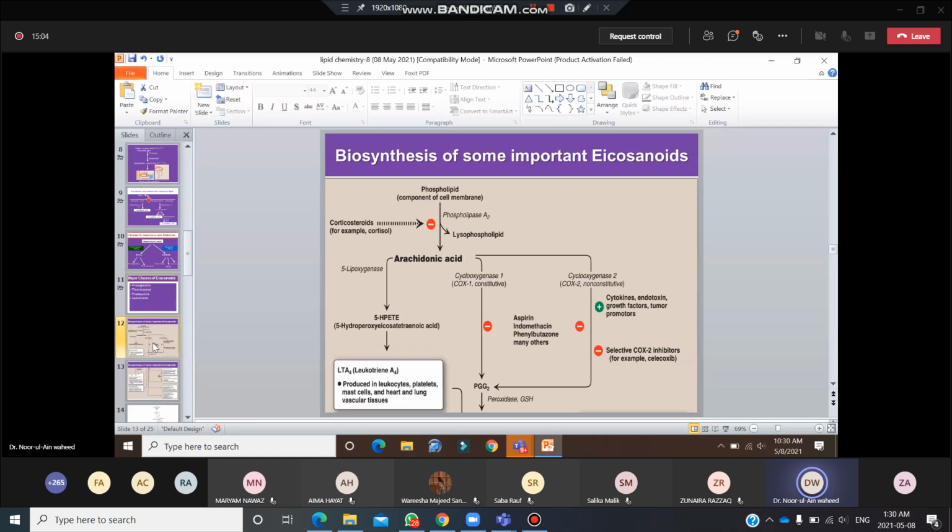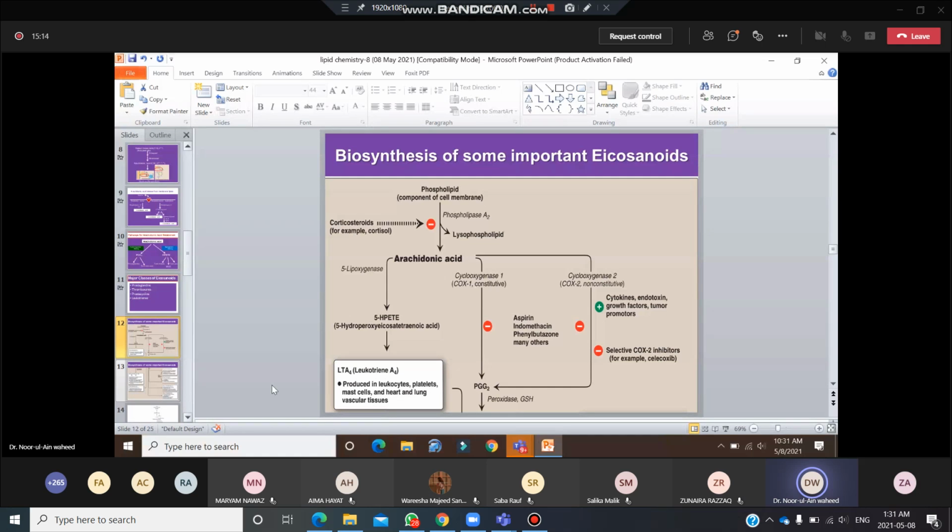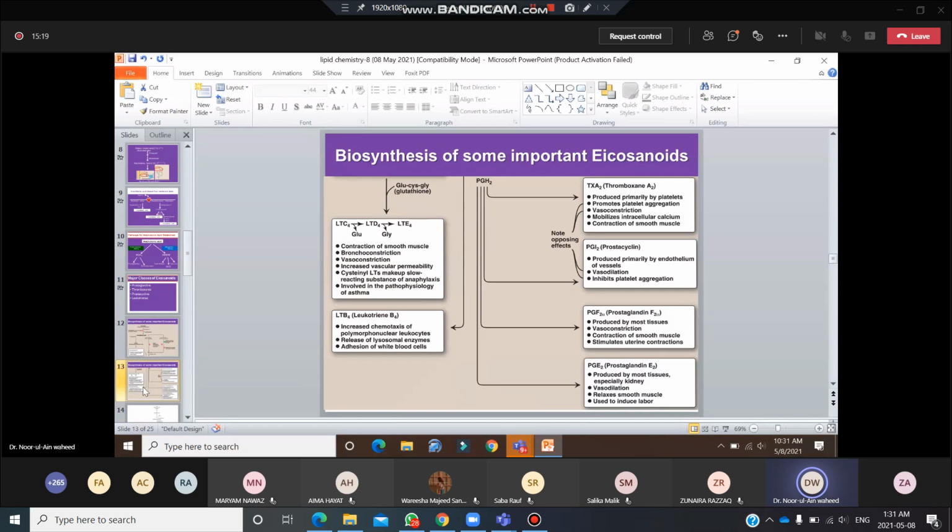Leukotriene A4 is synthesized first, and where it is produced: leukocytes, platelets, mast cells, and heart and lung vascular tissues. So you have to learn them by heart, where they are located and what functions they perform. This is very important for first year students. How it is synthesized or metabolized is included in second year metabolism, lipid metabolism, eicosanoid metabolism rather.